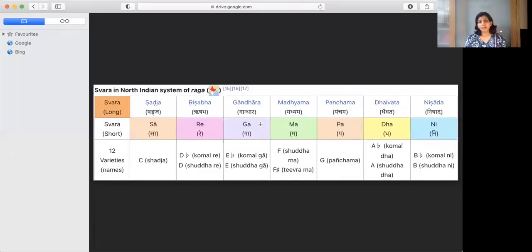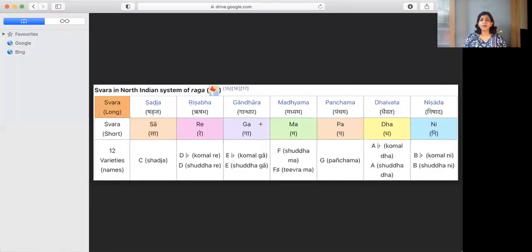Which swaras can be Vikruta? Re, Ga, Ma, Dha, and Ni. These are the five swars which can become Vikrut. Sa and Pa are the two swaras which do not become Komal or Tivra. They just remain in their natural form always. But Re, Ga, Ma, Dha, and Ni can become Komal or Tivra.